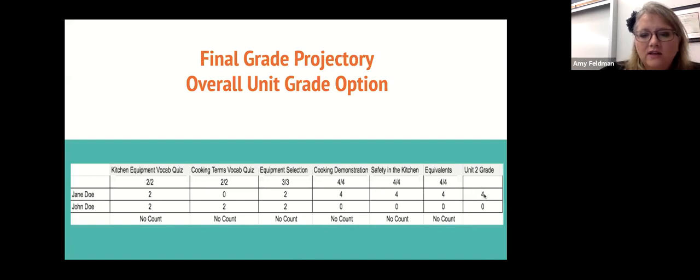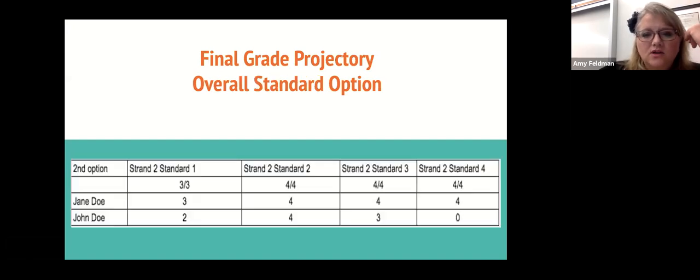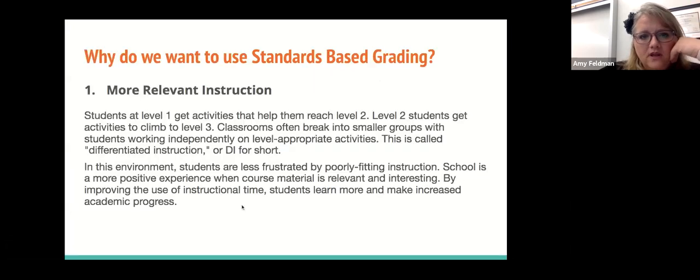Now, if you don't like only having a few grades per unit, you could also do it by standard. So Jane, did she pass strand 2, standard 1? Yep, she did. And John did too, but he got 2 out of 3 instead of 3 out of 3. So if you want more than one grade per unit, you can do it by standard too. This is just an example.